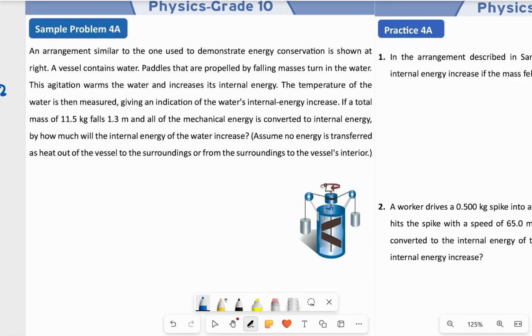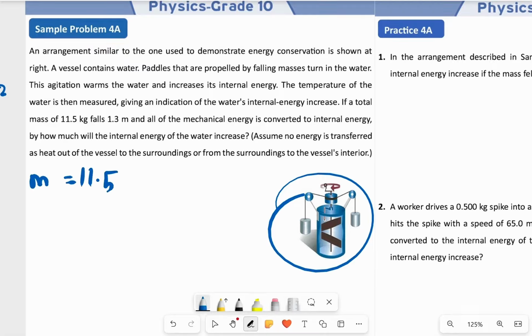Now, we have sample problem 4A. An arrangement similar to the one used to demonstrate energy conservation is shown at right. This one. A vessel contains water, paddles that are propelled by falling masses turning the water. This agitation warms the water and increases its internal energy. The temperature of the water is then measured, giving an indication of the water's internal energy increase.